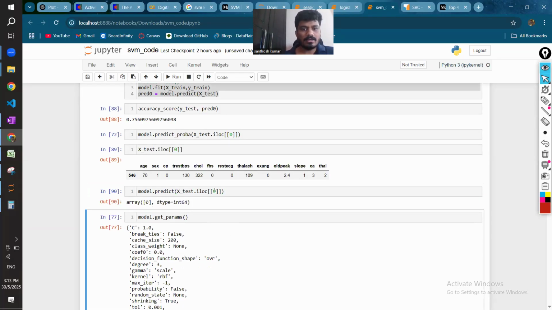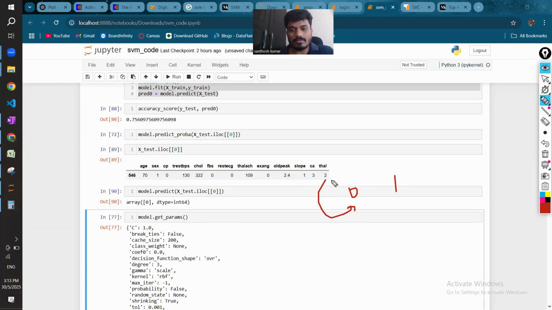But I don't know in the backside what was the probability of 0. There are two classes, 0 and 1. For this, the model is saying the prediction is 0. That's fine, but what is the probability of this? Why it is important is, for example, if the probability of this is, let's say, 51, and for this it is 49, it is not a great classification, right?